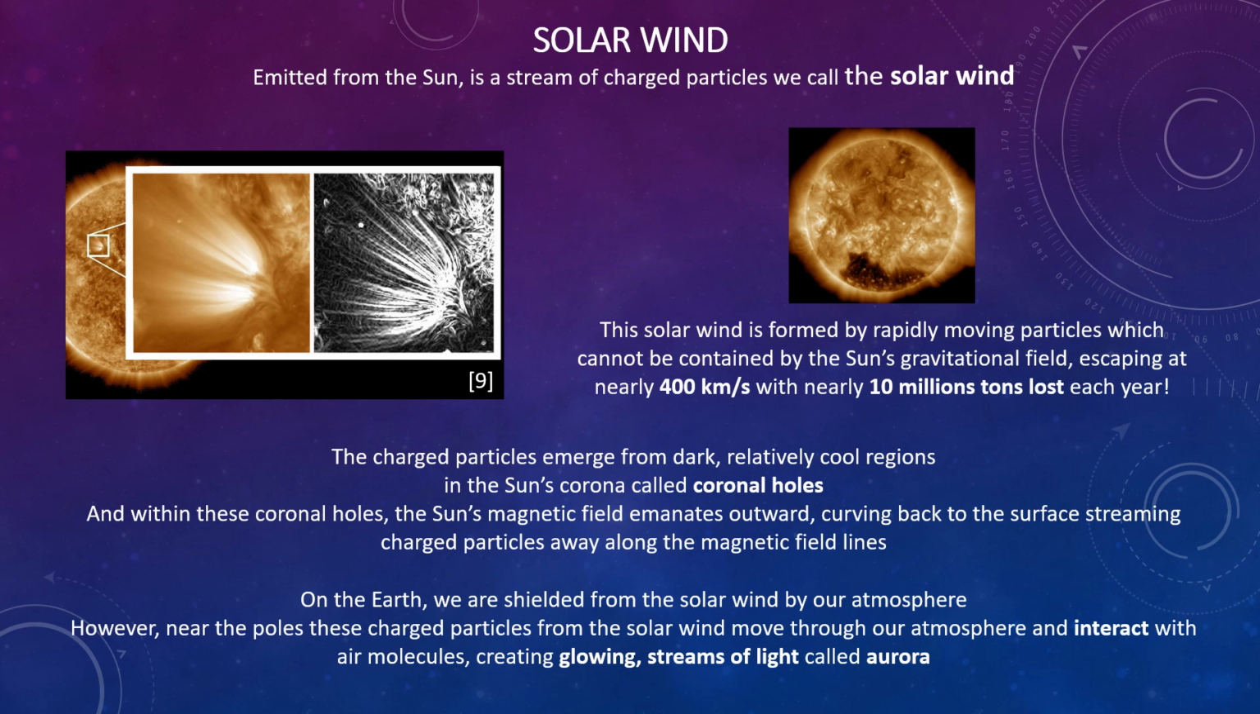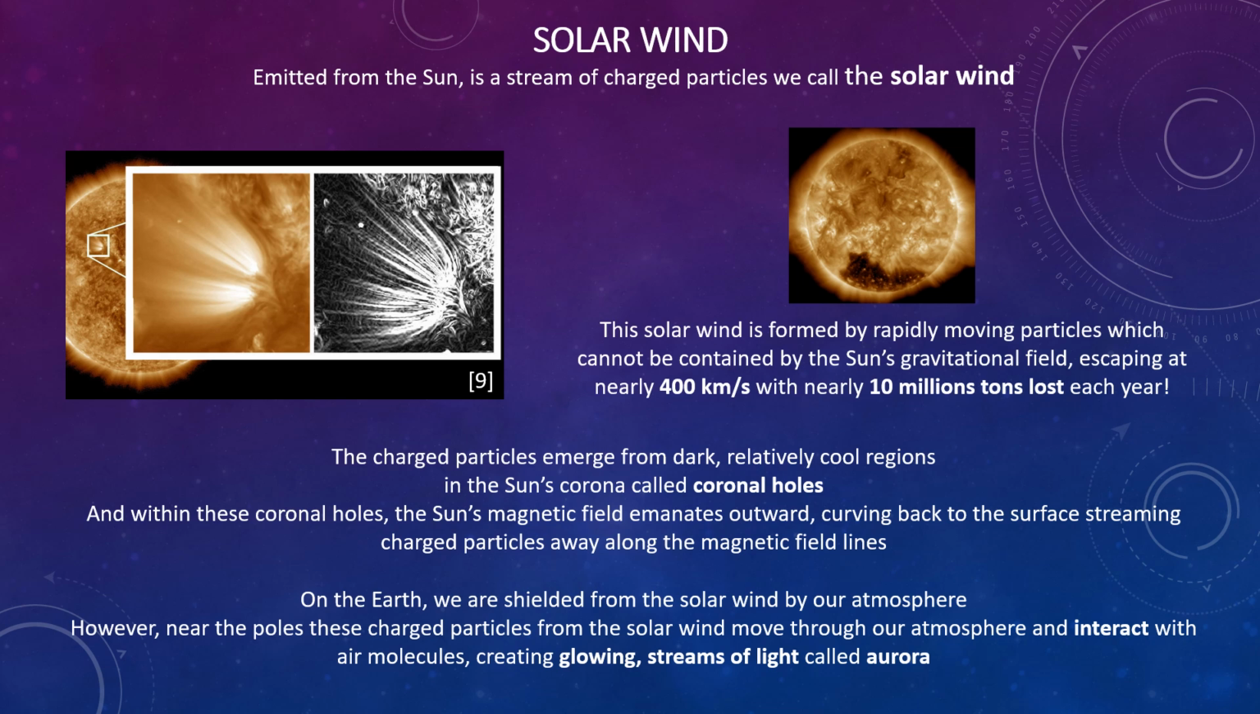The charged particles emerge from dark areas, which are relatively cool regions in the sun's corona called coronal holes. And within these coronal holes, it's the sun's magnetic field, which is pointing outwards and then curving back to the surface, which has streaming particles along those field lines.